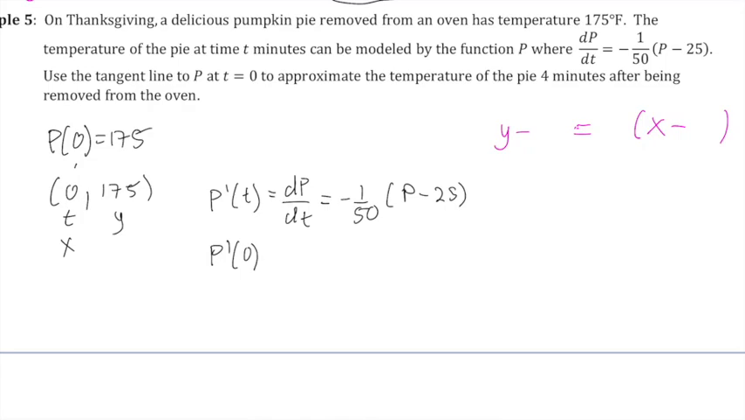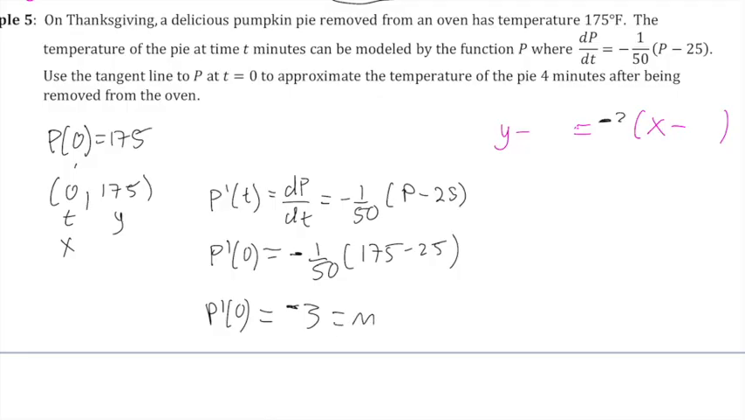So the derivative at time 0 is going to be equal to negative 1 over 50 times 175 minus 25. Again, this is going to be 150 divided by 50, which is going to be 3. Oh, and it's negative. I almost forgot. So there is our slope. We just need to figure out the rest of the equation. And we do have it, because we do have this value of 0 and 175.